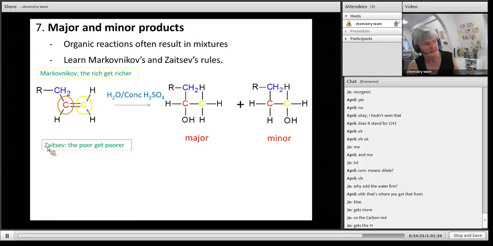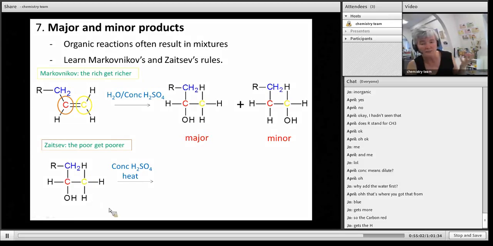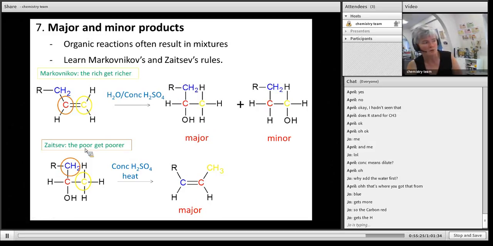So I suppose the more anglicized version is for the Z, Zaitsev, doesn't really matter. And what happens here, so I'm still using conc sulfuric acid but heating, and I'm forming an alkene. So here I've got a carbon with an OH attached. The carbons on both sides have got different numbers of hydrogens. So what will happen? The carbon with the least number of hydrogens gets any hydrogens it's got removed. So this one's got less than that one, so the double bond forms between the red and the blue.